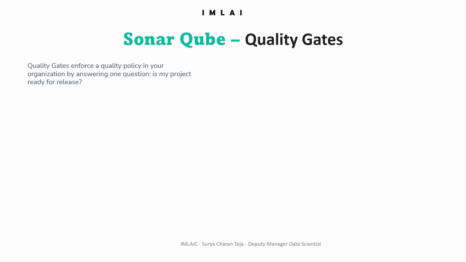To answer this question, you define a set of conditions against which projects are measured. For example, no new blocker issues, or code coverage on new code greater than 80%. These are the rules we will set up to answer that question: is my project ready for release? So let's see the definition of quality gates. Let me get into that.